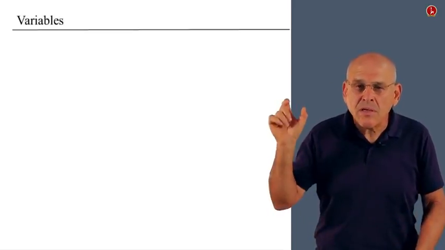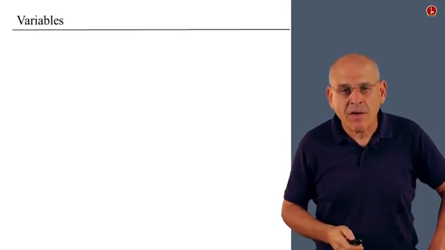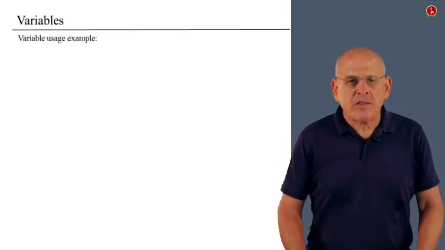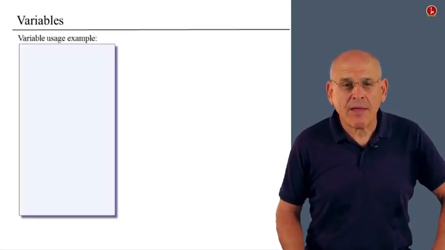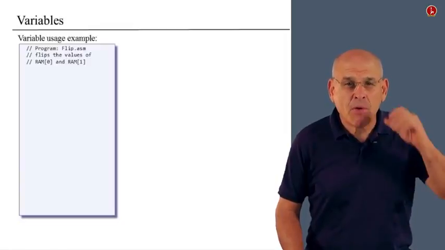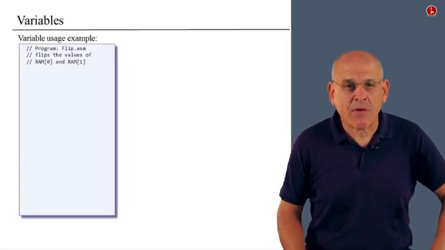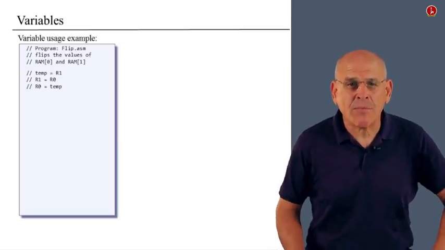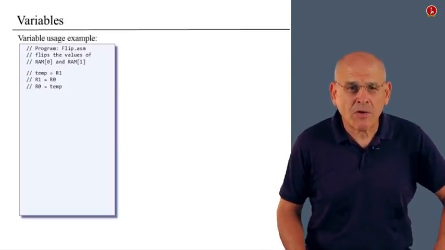So we use single registers to represent every one of our variables if we want to create variables in our program. So here's an example in which variables come into play. In this program, I want to flip the values of RAM0 and RAM1. And I do it using a classical programming idiom that appears in practically every basic programming course.